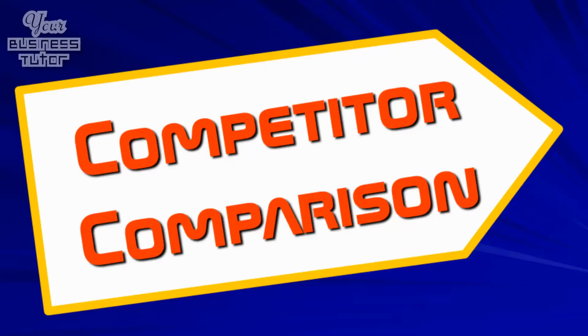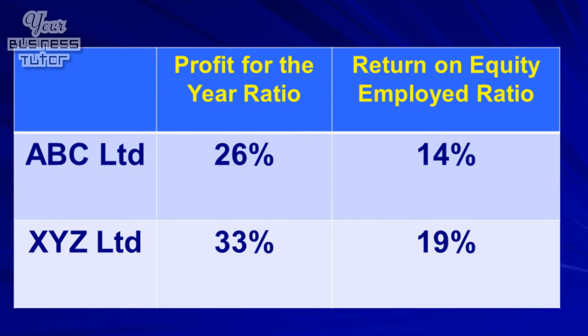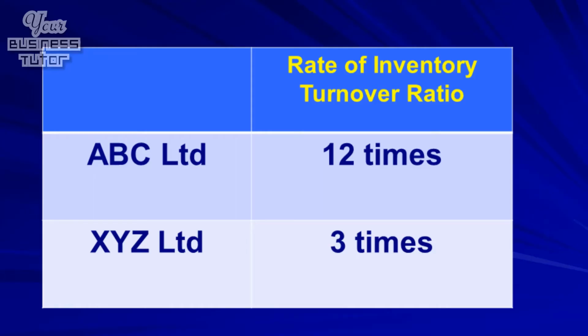In fact, this idea of comparison can be taken further, as ratio analysis allows a business to compare its performance against competitors in the same industry to see how they are doing. For example, as the table shows, ABC Limited is not performing as well as XYZ Limited in terms of profitability, as both the profit for the year and return on equity employed ratios are lower. However, in terms of efficiency, the opposite is true, as ABC Limited is doing better than XYZ Limited in terms of the rate of inventory turnover.